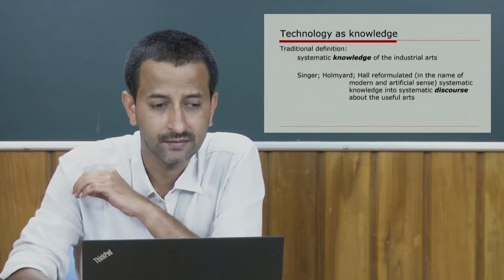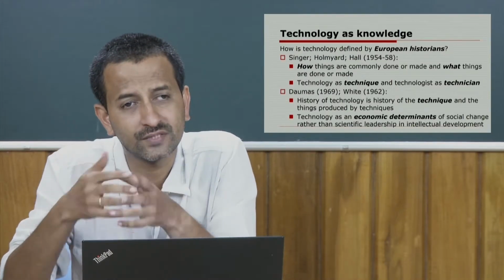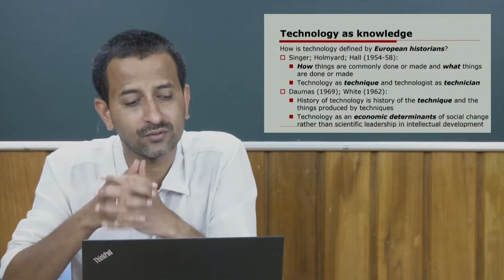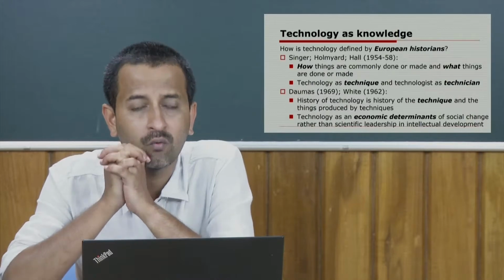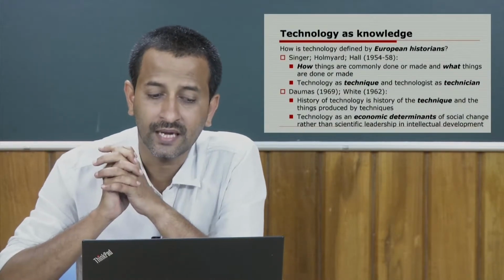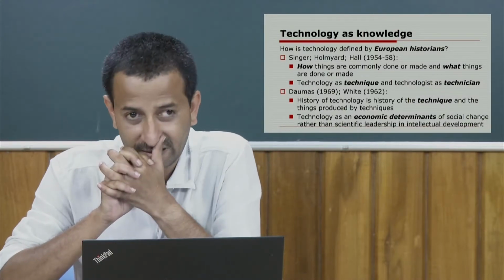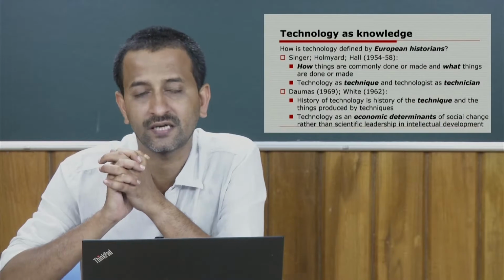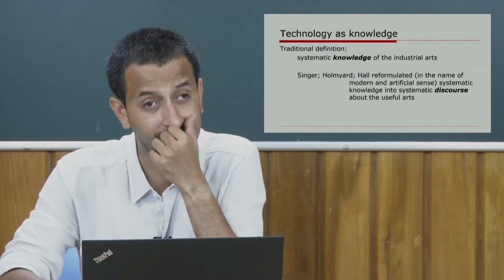Okay, before getting into the traditional definition, let us see how others also define it. Maurice Daumas and White also discussed technology. The history of technology is the history of technique and the things produced by those techniques. Technology may be considered an economic determinant of social change rather than scientific leadership in intellectual development. That is the traditional definition.